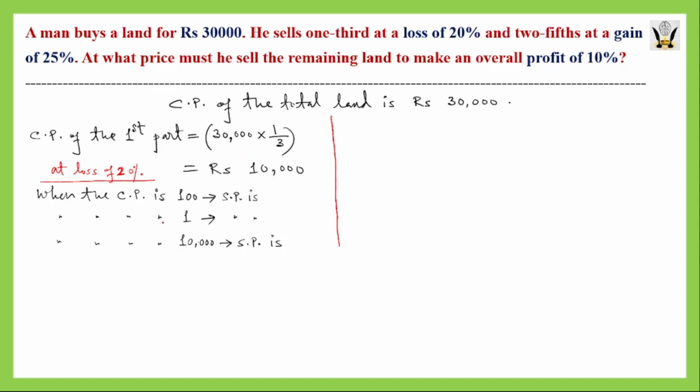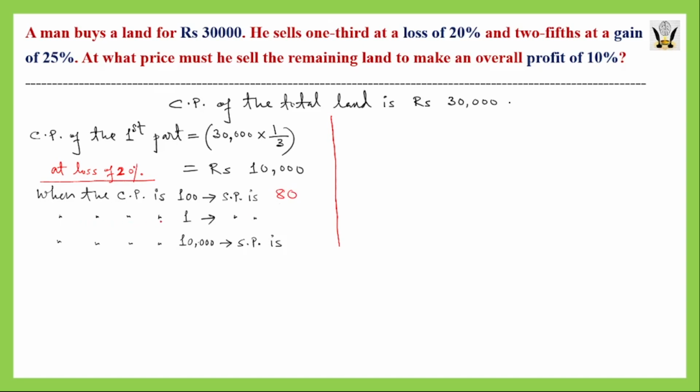Now he sells that first part of the land, which is one third, at a loss of 20%. So the selling price we can easily calculate from this information. So when the cost price is 100, then the selling price will be, since it is a 20% loss, 20 less than 100. So it will be rupees 80. I have not written the currency here.